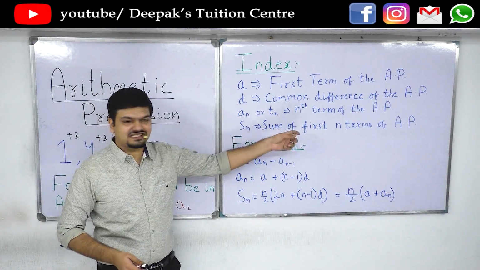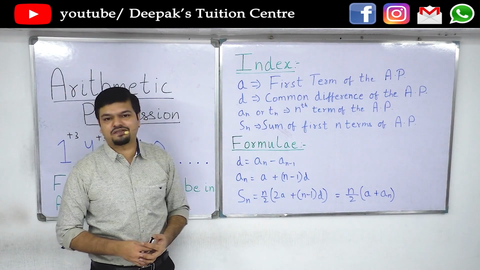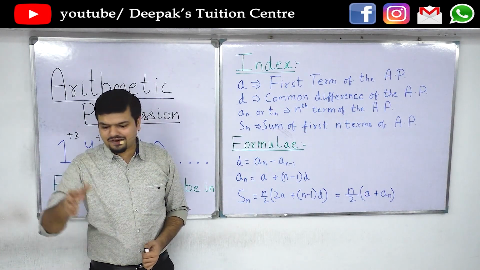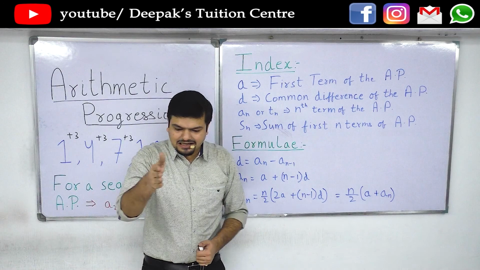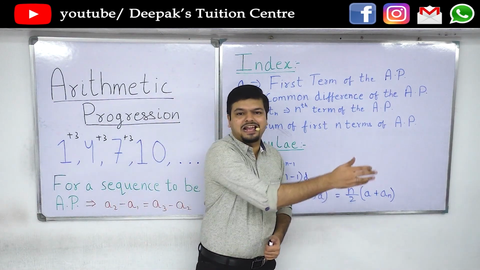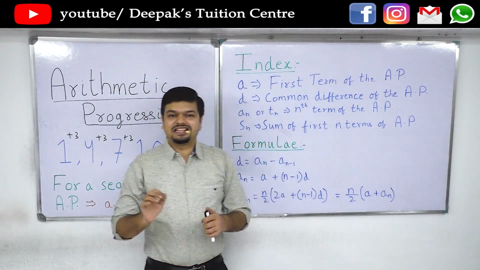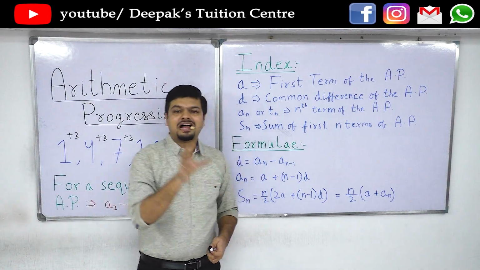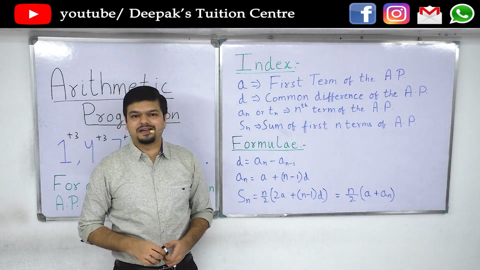Sn is the sum of the first n terms of the AP. So first n terms, like if we add the first term plus second term plus third term plus fourth term and likewise till the nth term, then we call that sum Sn.